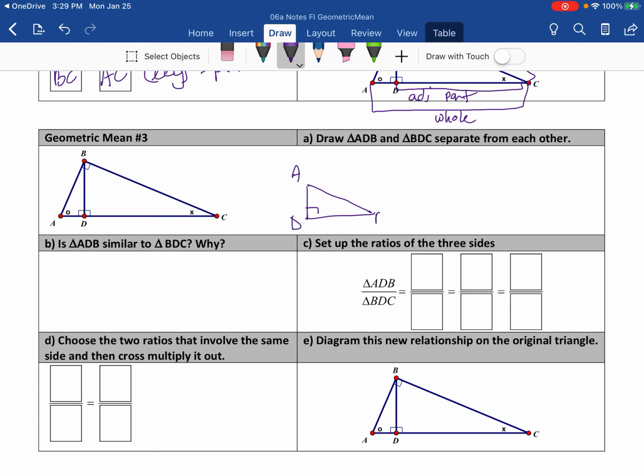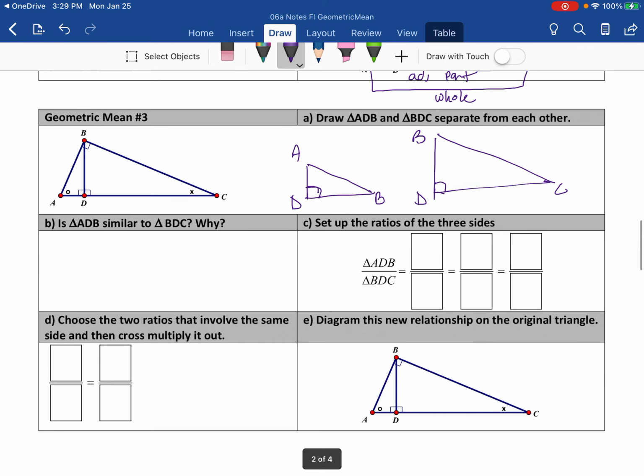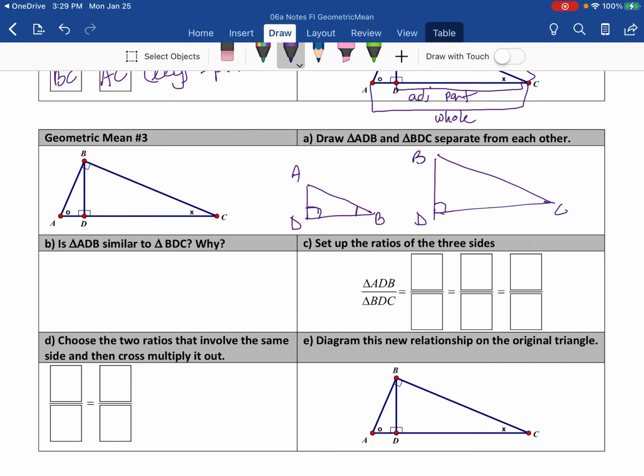So this is A, D, B. And this is going to be B, D, C. I know they both have a right angle, and they are both similar to each other, basically because we know that this angle was congruent to this angle on the largest triangle, and since it was also congruent to the one on the medium triangle, they all had to be congruent. So this is going to be yes by angle, angle.